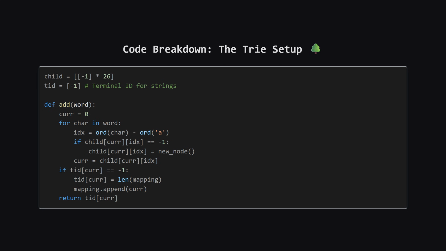The add function is standard trie insertion. We loop through characters, moving down the tree. If we reach the end of a word and it doesn't have an ID yet, we assign it one. This ensures that even if ABC appears multiple times in our input, it always gets the same unique integer ID.